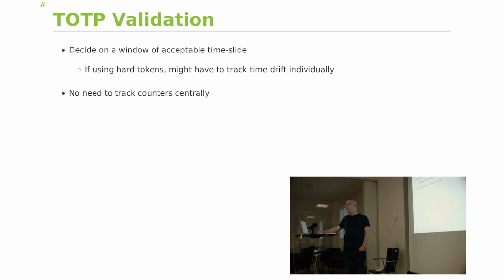Here we have the question of how much the time of the token might differ, which is always a tricky issue. For hard tokens, especially cheaper variants, you will probably have time drift. So either you have a way to resynchronize the token's time, or you might have to track the time drift of the token individually in a system, which is an interesting challenge when you start having a large deployment and calculating time drift.